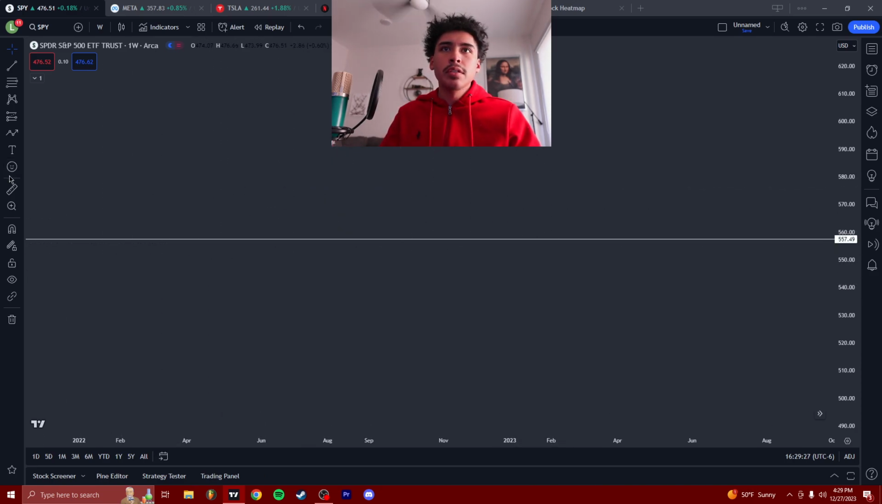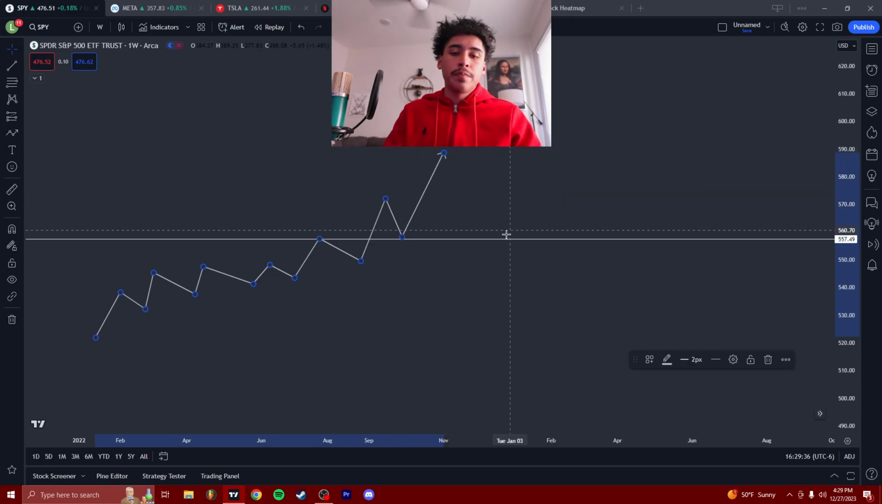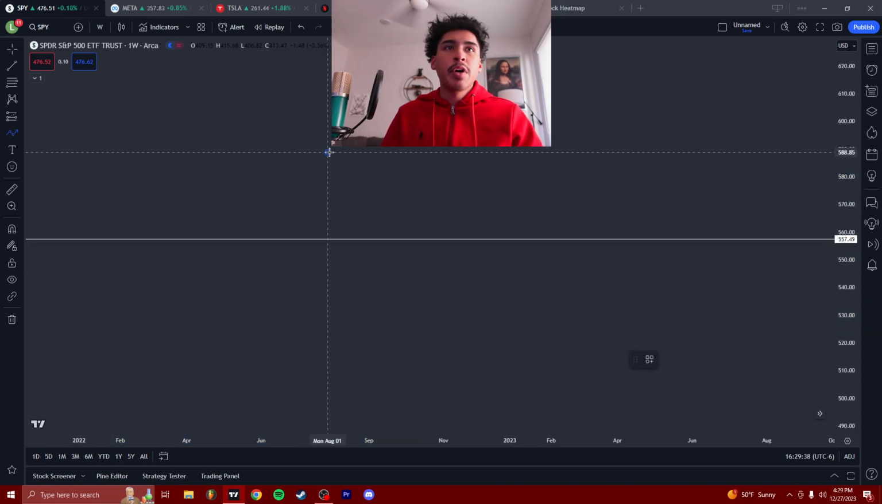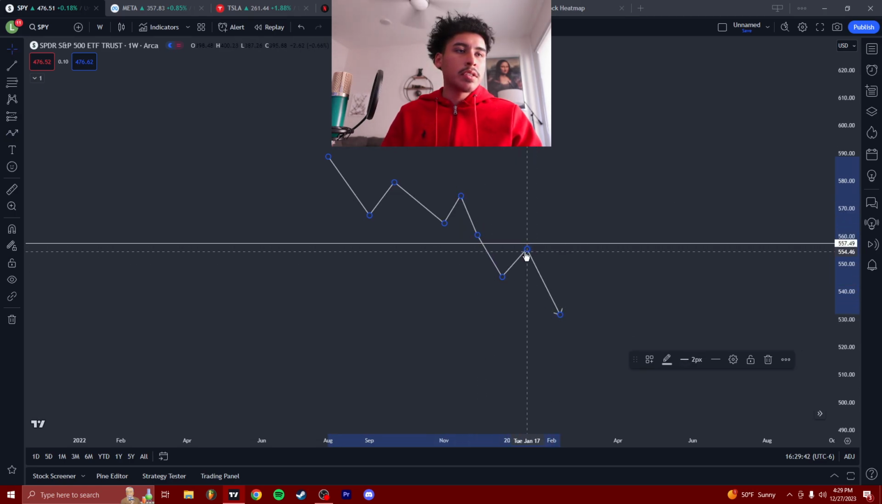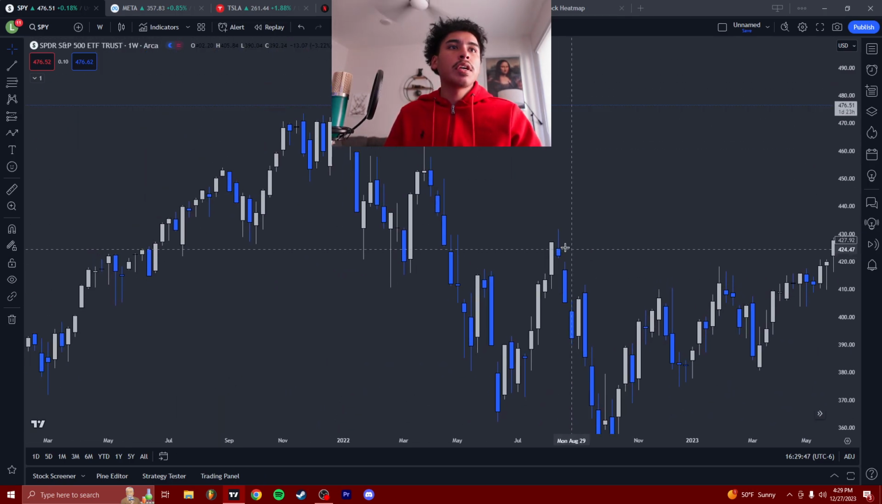What makes it a resistance? If price is under the level, it's a resistance. If it breaks above, it is now support. If price is above it, it's a support, right? If it breaks below, it is now a resistance. Simple as that. Let's give you guys some examples of support and resistance.